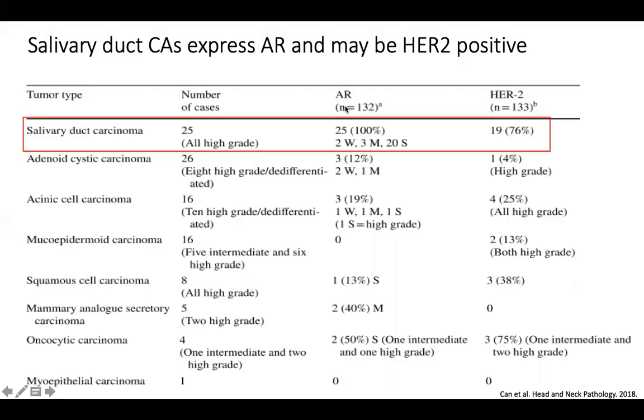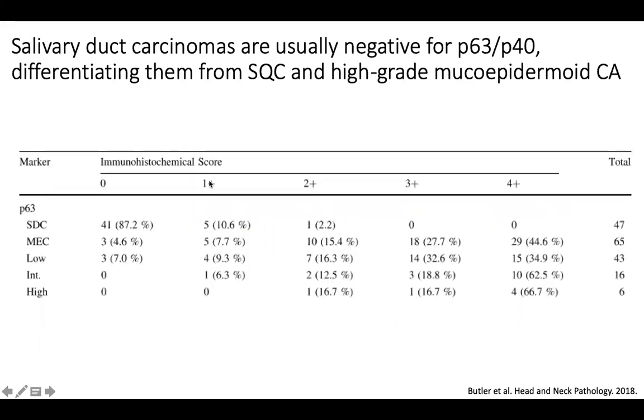So really to differentiate those two, just get the androgen receptor. So 100% of salivary duct carcinomas basically will be androgen receptor positive, depending on the series you read. And things like mucoepidermoid carcinoma, not positive. And very rarely squamous cell carcinoma will be positive for androgen receptor. Conversely, salivary duct carcinoma will usually be negative for P63 and P40. So in this study, 87% of the salivary duct carcinomas were dead negative for P63. And the ones that did stain only showed a little bit of staining.